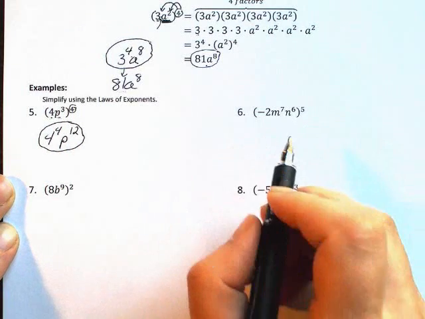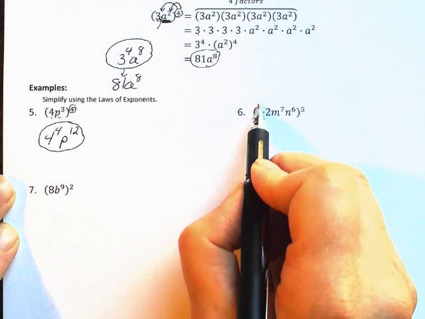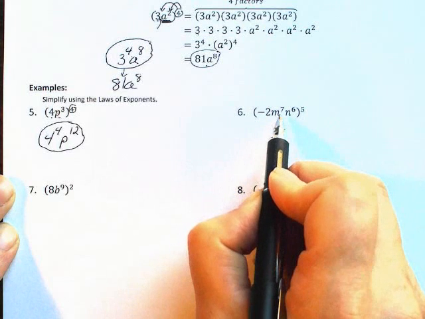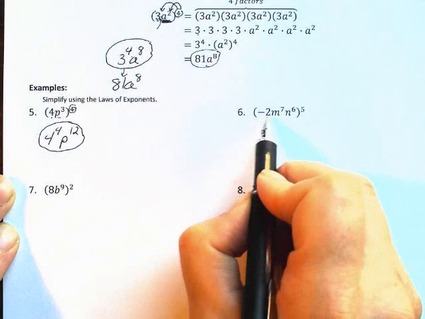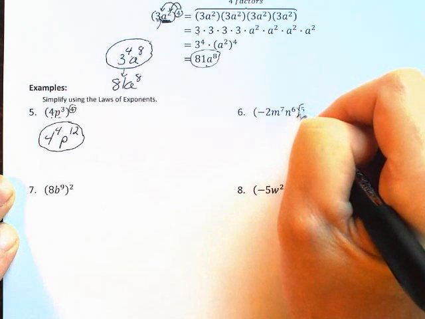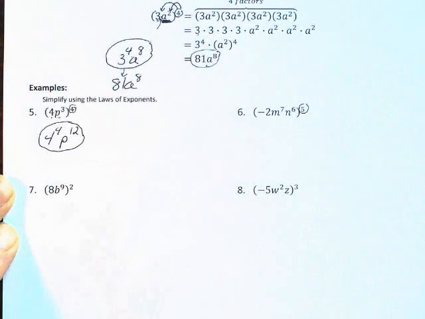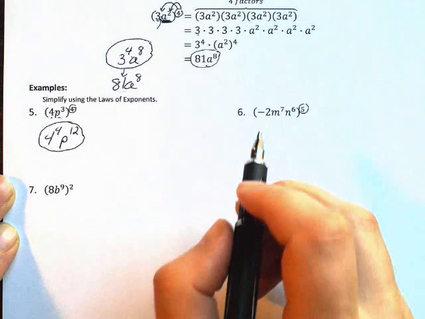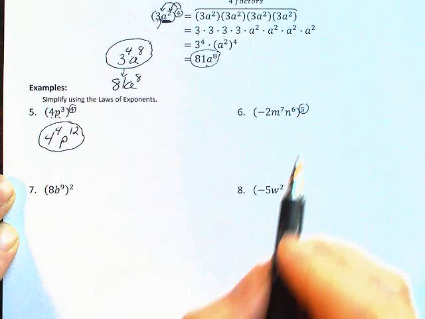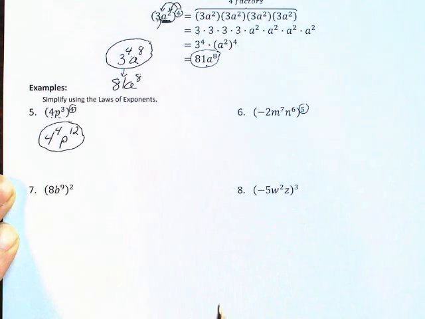Problem 6, same idea. We have parentheses, and in the parentheses there are things being multiplied together. That's called a product. And that product is being raised to the 5th power. So we can simplify this by using the power of a product rule. Raise each factor to that power. So what are the factors in the parentheses?